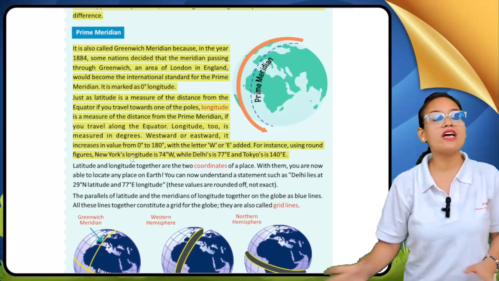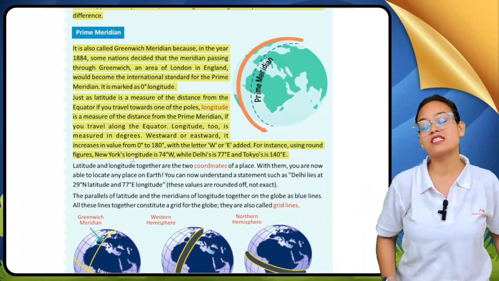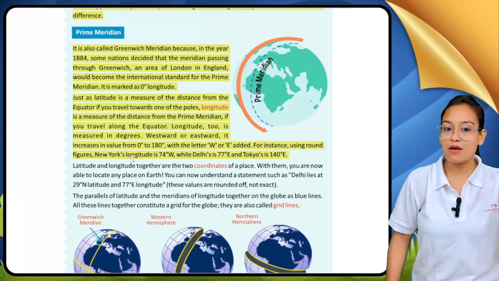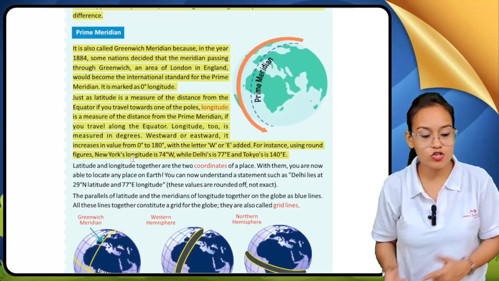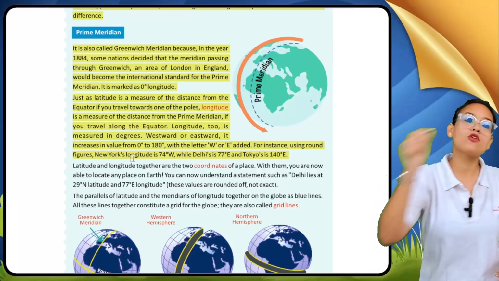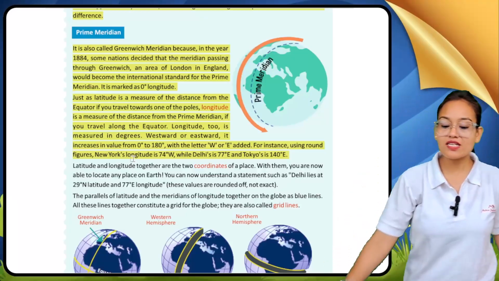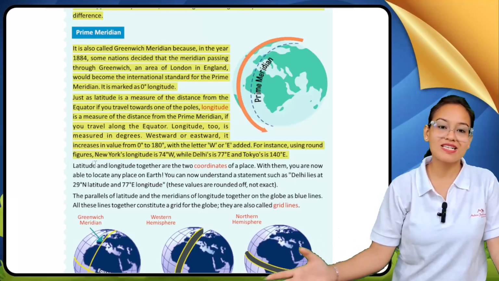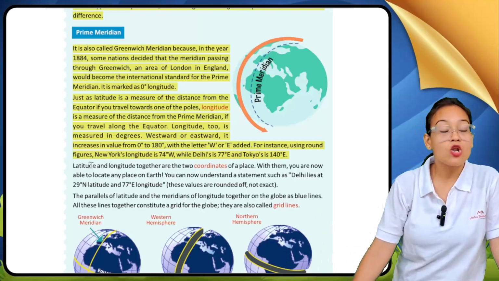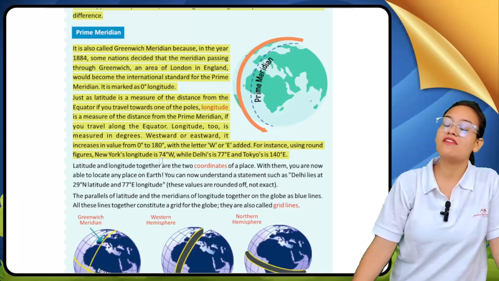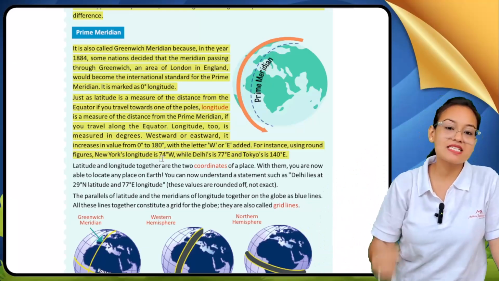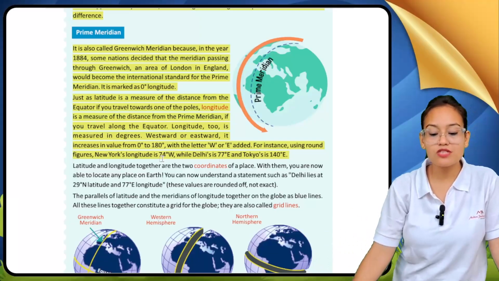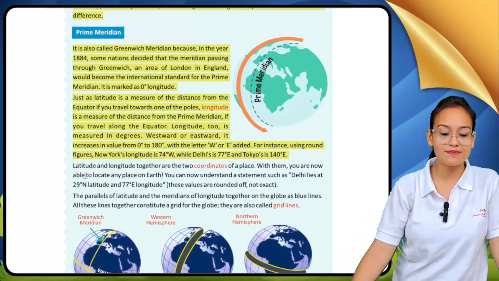When we are moving westward or eastward, it is denoted on longitude as capital W for the west direction and capital E for the east direction, and it is divided from 0 degree to 180 degrees. For example, using round figures, the longitude of New York is 74 degrees west, while Delhi is 77 degrees east and Tokyo is 140 degrees east.